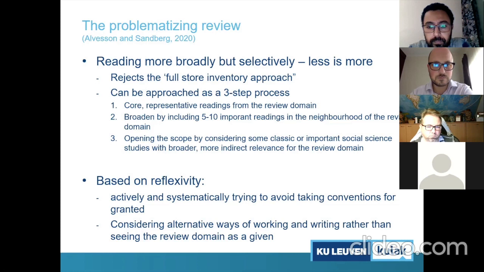So my advice here, especially to early stage researchers, would be to first try to familiarize yourself with the SLR methods, because it's much more straightforward. Personally, I think that for a method like this, you need to have a very good knowledge of the research field already. You need to have a little bit more gray hair from an academic perspective to be able to do such a problematizing review, I guess.